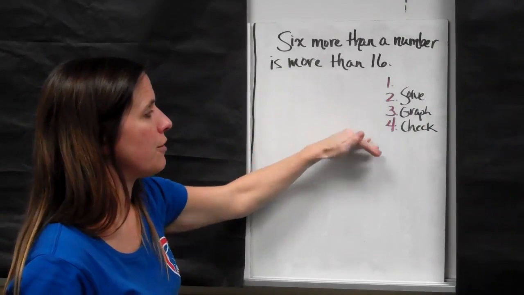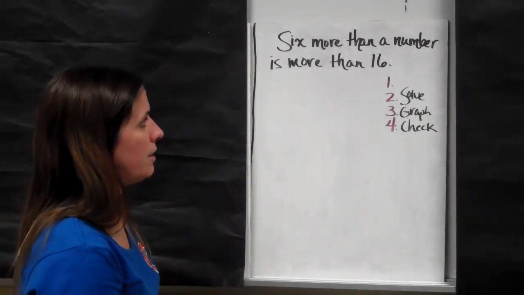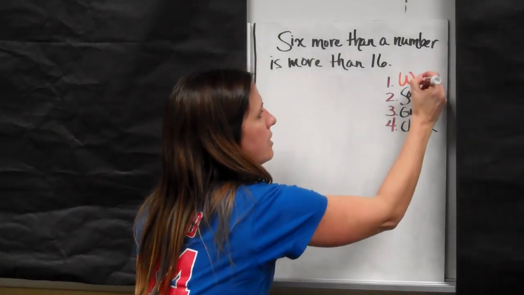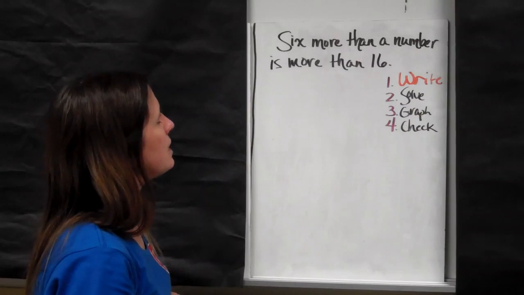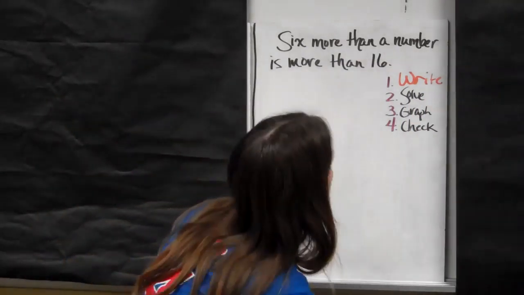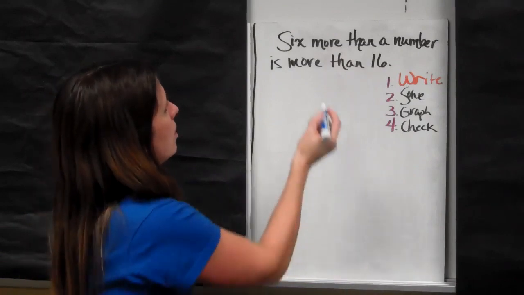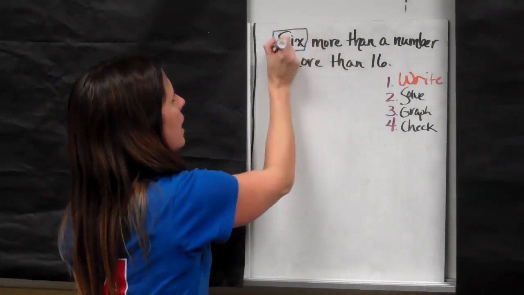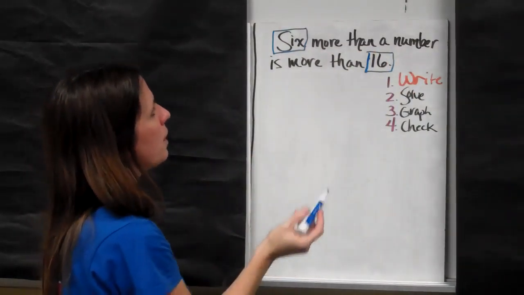We're not just solving, graphing, and checking. We actually have to write the inequality first. So we're going to add write to our checklist here. 6 more than a number is more than 16. Okay. You have to pick out the key words to help you put this together. So 6 and 16 are the numbers that are going to be in this inequality.